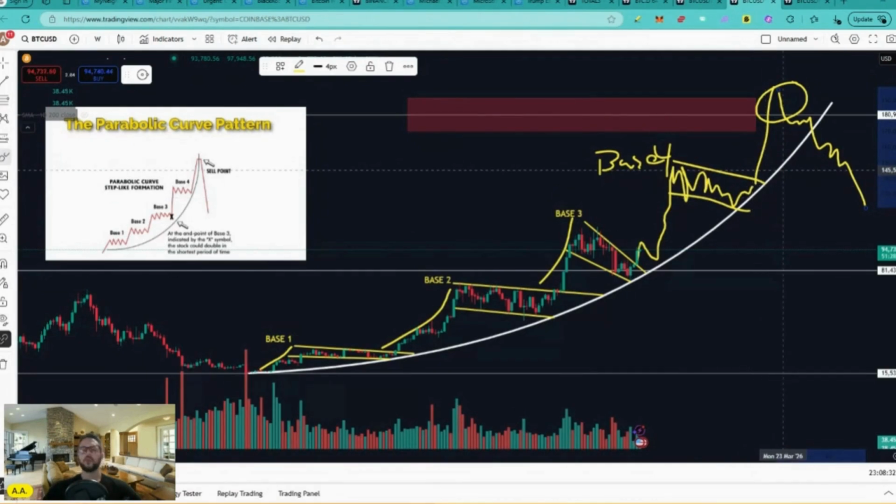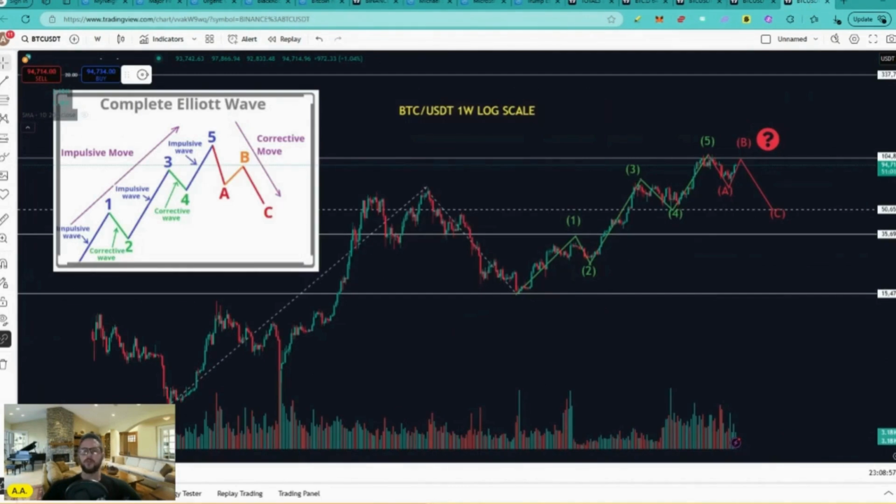But there is also a chance that this parabolic curve pattern might get invalidated if the price action breaks below it, right? And this is the bearish scenario that I want to bring to your attention. This is the bearish case scenario, the Elliott wave theory. This is Bitcoin over USDT weekly chart, but this is the logarithmic scale, guys. Pay attention.